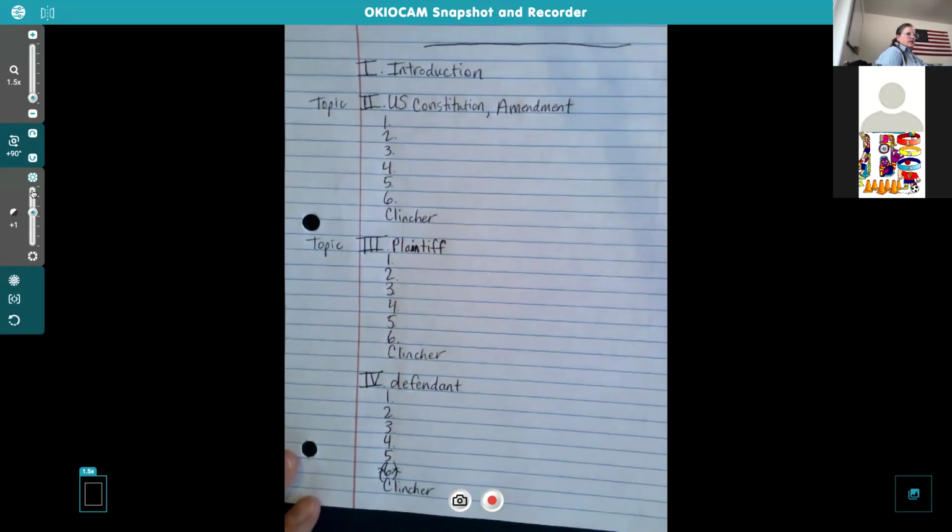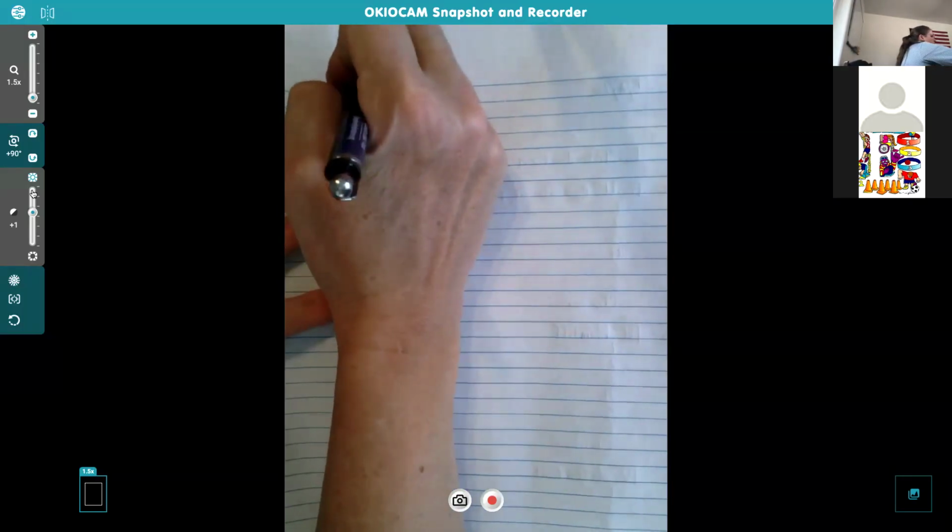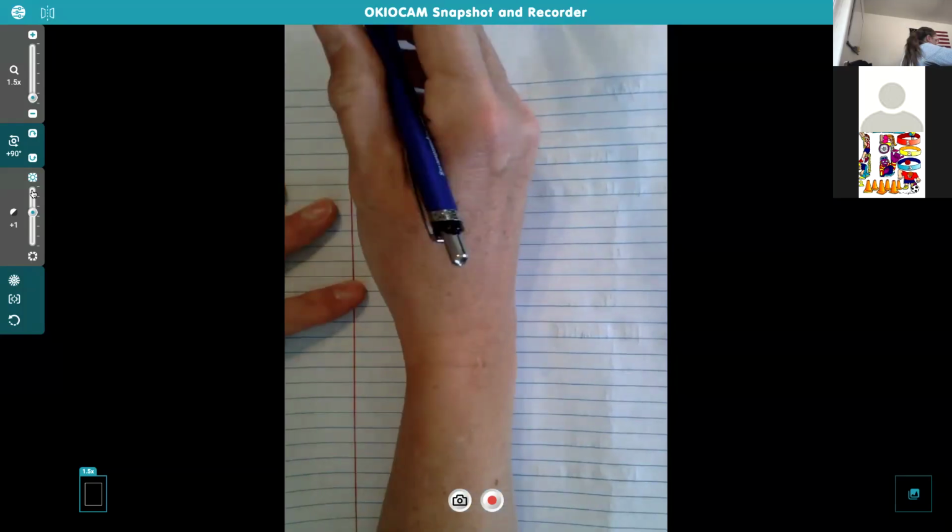Oh, wait, no. This is still the body paragraph. So you're talking about the Supreme Court case in your 3 body paragraphs. You're talking about what amendment it is addressing in the case, and then the plaintiff side of the argument. The plaintiff is the one suing, and the defendant is the one defending their rights, defending themselves. And then there's one more. I'm going to have to turn mine over. The judge, Roman numeral 5.